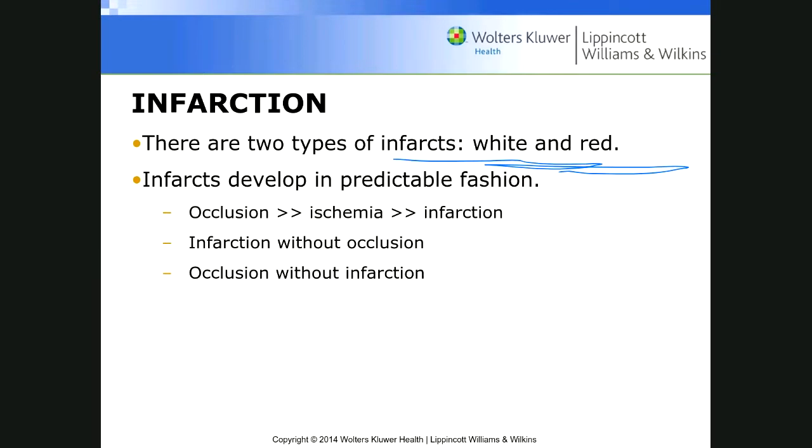A red infarct might be seen in the kidney or in the lungs, for example, but a white infarct is in harder tissue, maybe the heart or the liver, for example. Usually the infarct results in this predictable sequence: we have a blockage in the artery, which leads to ischemia, and then infarction, which is death of the tissue.